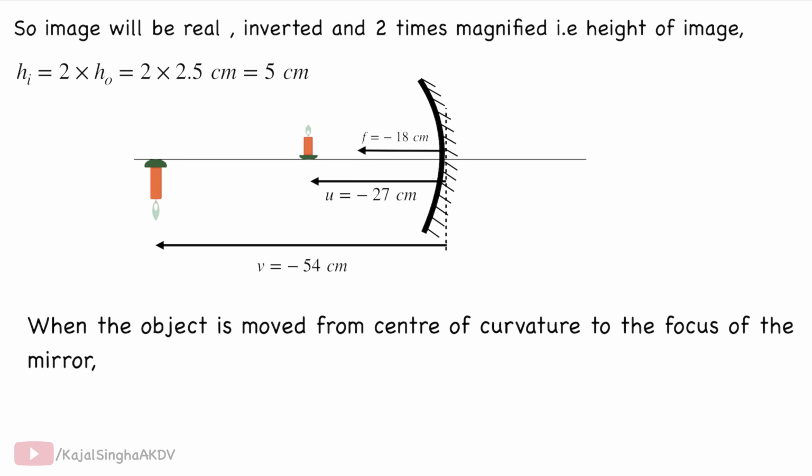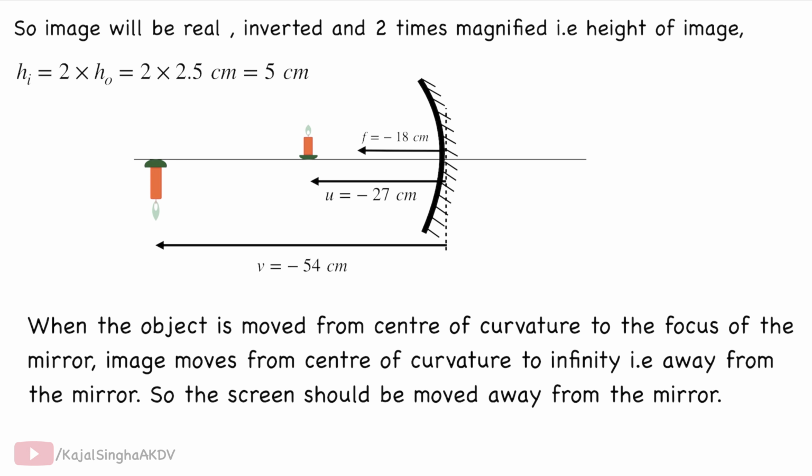Now, if the object is moved from the center of curvature to the focus of the mirror, image moves from center of curvature to infinity. That is, when an object is placed at the center of curvature of a concave mirror, the image is formed at the center of curvature, that is, at the point of the object. Now, if the object is moved to the focus, that is, towards the mirror, the image moves towards infinity, that is, away from the mirror. So, here the screen should be moved away from the mirror.